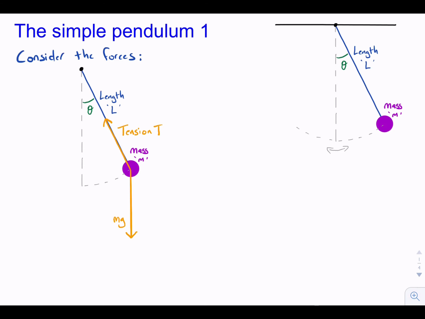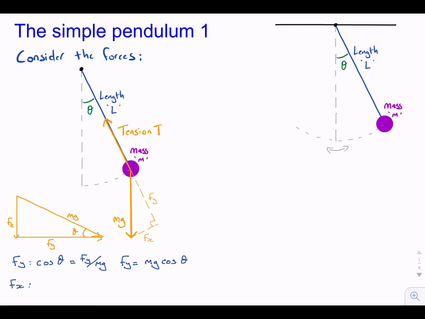If we break up the weight force into the components along the coordinate system defined by the tension, we will see something like this. Fy is here and Fx is here. Before we solve for Fy and Fx, I'll draw the triangle out again up here so we can see it more clearly. This is mg, Fy and Fx, and here is theta. Now we can solve for Fy: mg cos theta, and do the same thing for Fx, which of course equals mg sine theta.